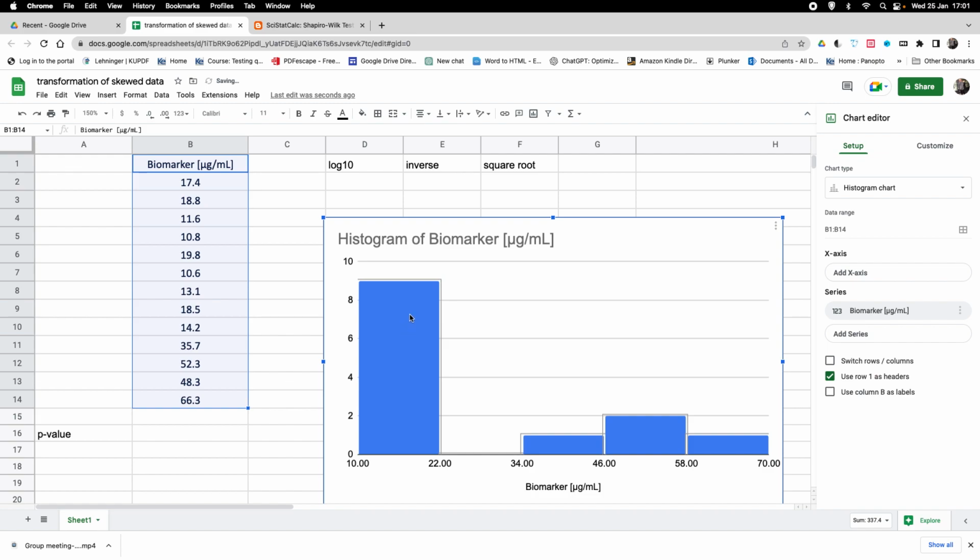And what we see is that indeed our suspicion was right. We have a skewness here. So the data have a sort of long tail to the right. So they are positively or right skewed.